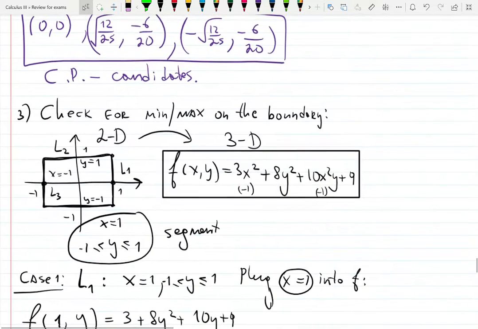Oh, I accidentally changed the colors. Let me put the rainbow box again over here. And then L2, L3, L4, L1.